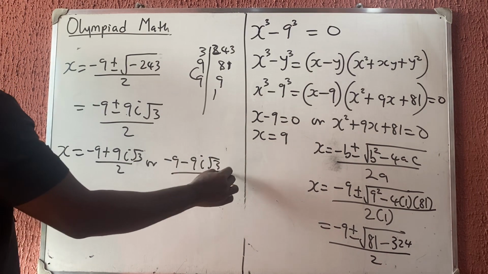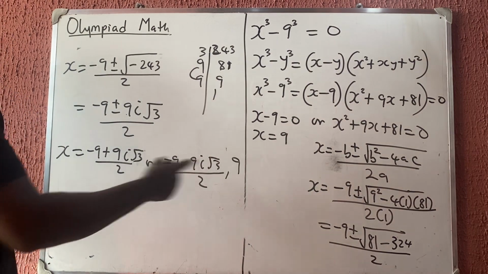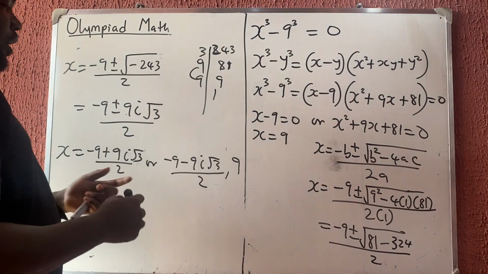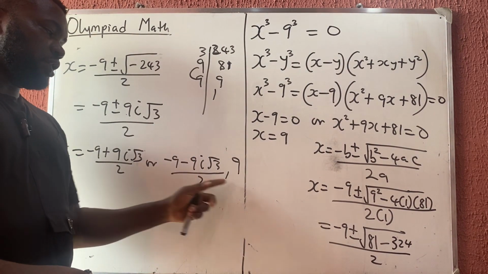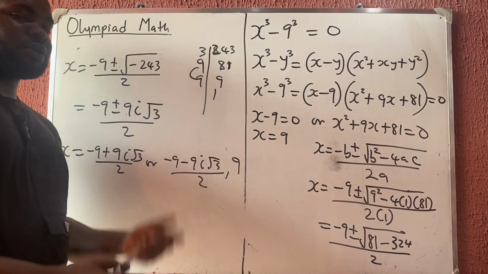And then we got 9. So these are the three solutions to this. And I told you that the only real solution is this. See that the rest of these two are complex solutions.